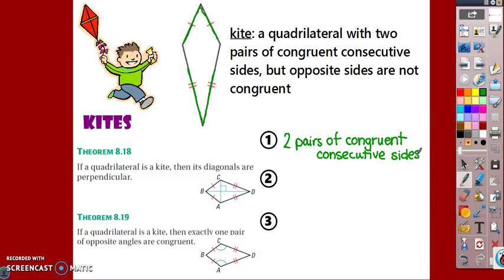Number 2, if a quadrilateral is a kite, then its diagonals are perpendicular. Who else do you know that has perpendicular diagonals? A rhombus. Very good. And number 3, if you have a kite, then you have 1 pair of opposite angles congruent. Do you know which one? Do you want to mark it on your kite? Swoop, swoop.